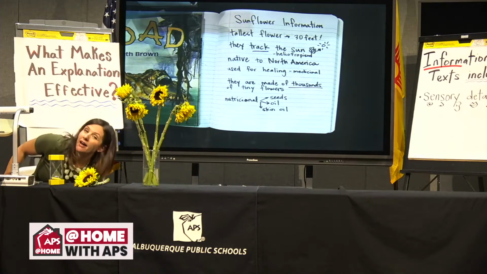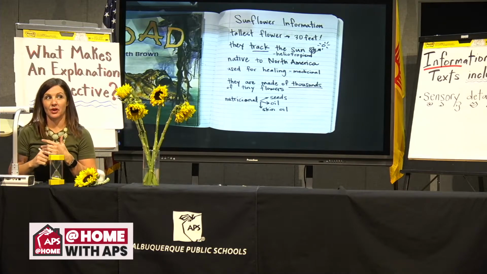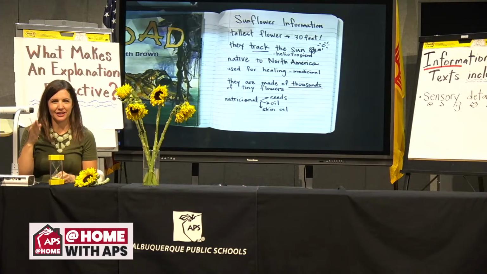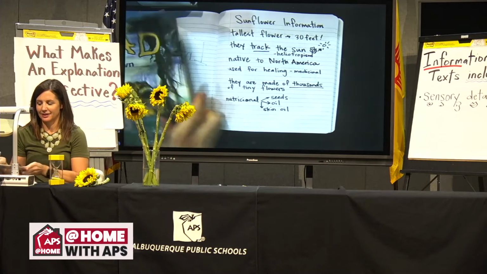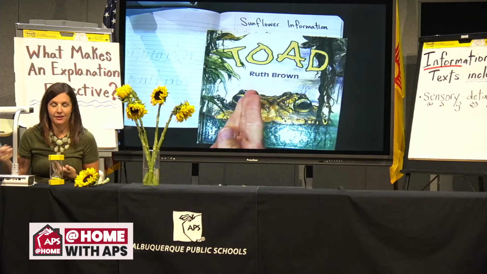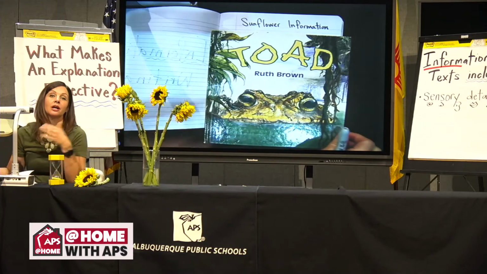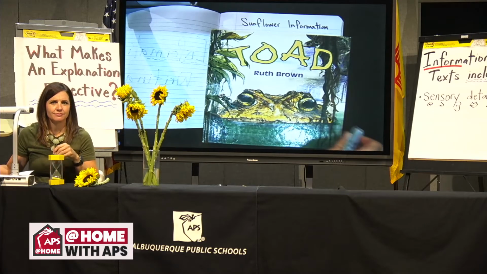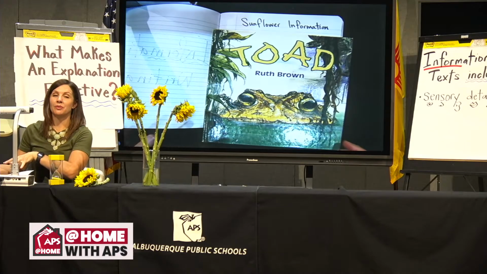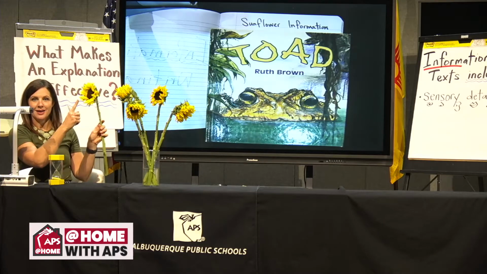So now that I have all of my information, I want to explain it to others in a really effective way. So I'm going to use the text Toad to help me. This book is about a toad. We already know that. I want to use this text to help me write an informational piece about sunflowers.